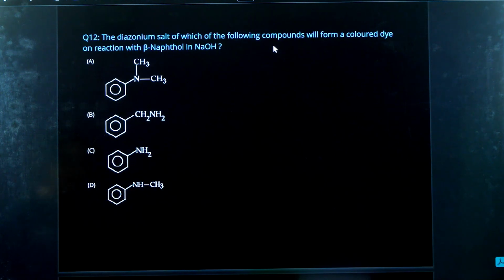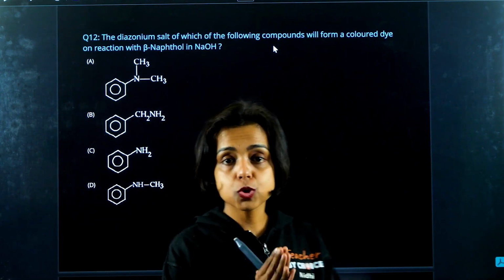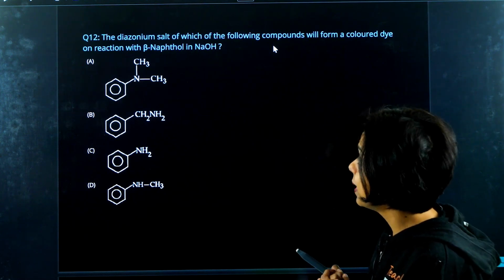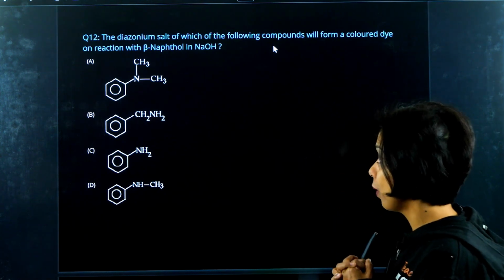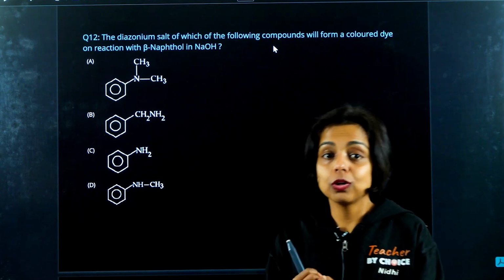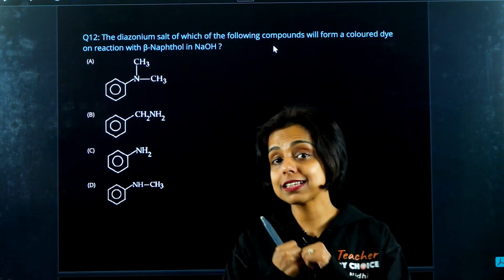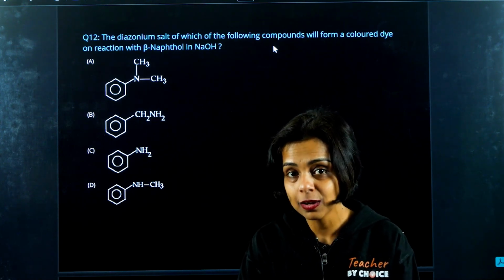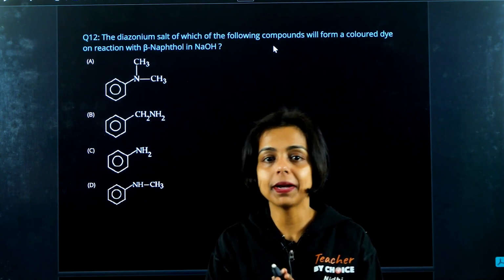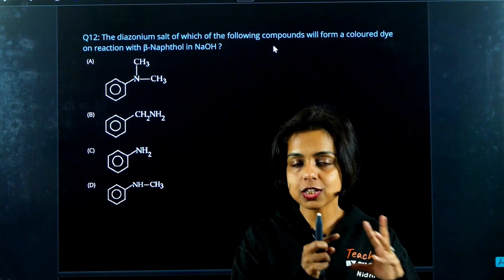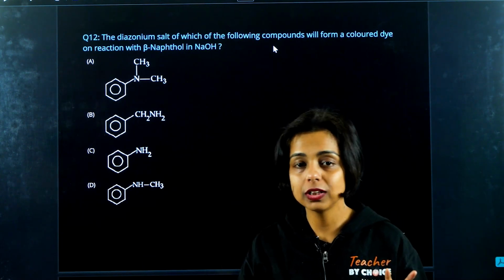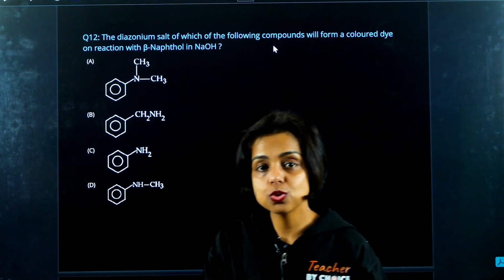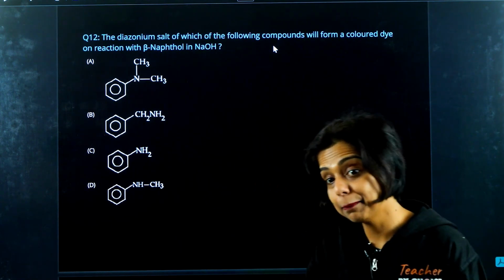The next question, number 12. The diazonium salt of which of the following compounds will form a colored dye on reaction with beta naphthol in NaOH? So beta naphthol, azo dye test. Azo dye test is given by primary amines. So a primary amine on reaction with HNO2 forms a diazonium salt. Then if that diazonium salt reacts with naphthol or phenol, it will give a dye, an azo dye, an orange red colored compound. So guys, you just need to look which one of them is a primary amine.